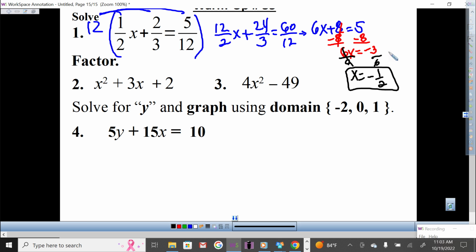All right, number 2. Factors for number 2. What you get for your factors, please? Fredo. X plus 2 and x plus 1. That is correct. So, before I ask Valente for the factors of number 3, tell your neighbor what you got for number 3. Share with your neighbor what you got for number 3.